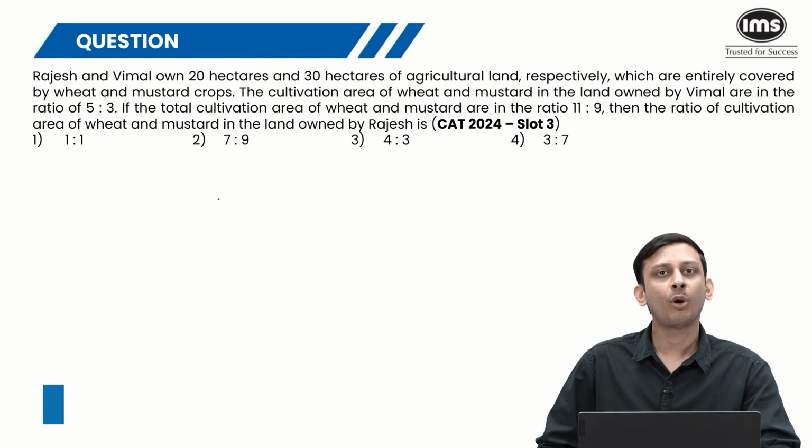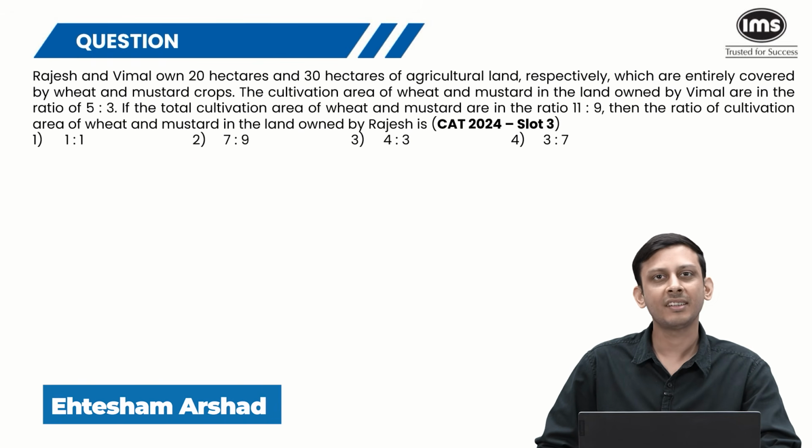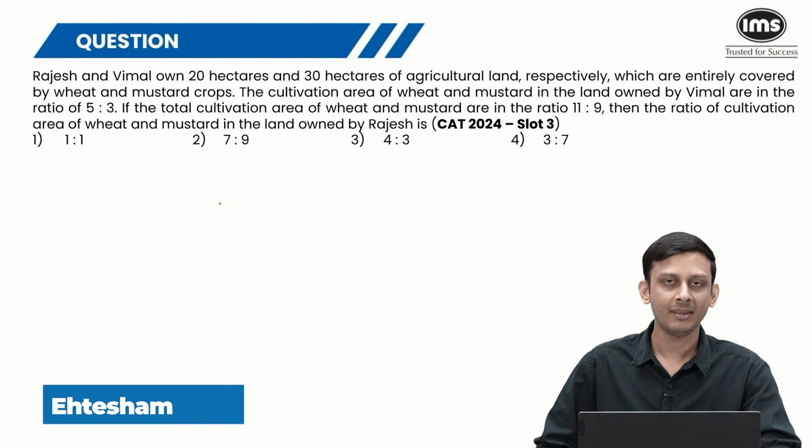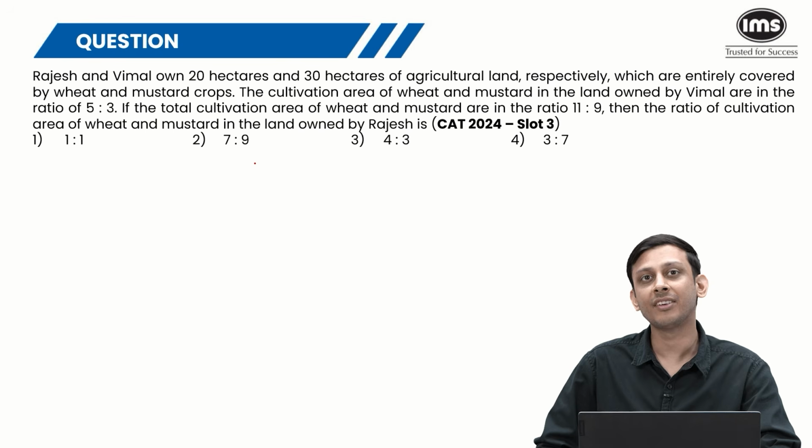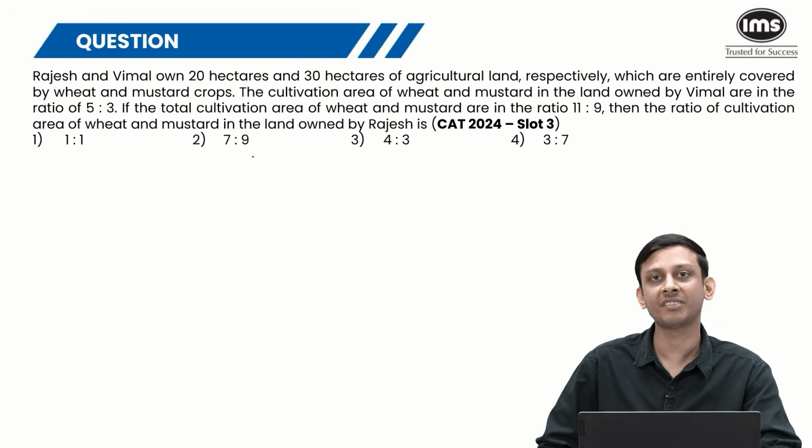Now, this is a question from ratios. We'll first see the inconvenient traditional method, and then we'll see how we can adjust so that we make the solution much easier. So what we have here are two people, Rajesh and Vimal, who own 20 and 30 hectares respectively of land, which are entirely covered by wheat and mustard crops.